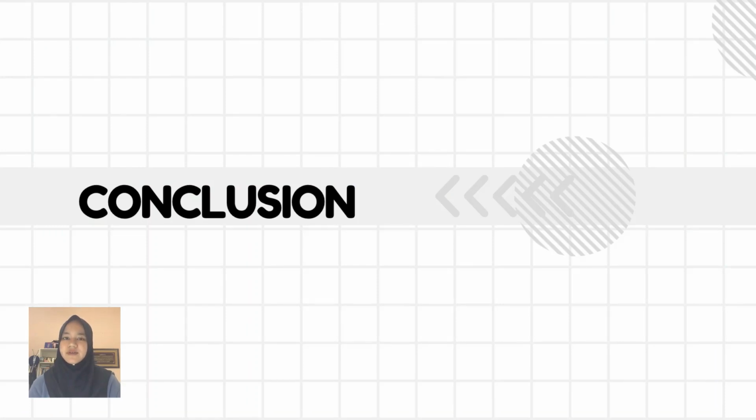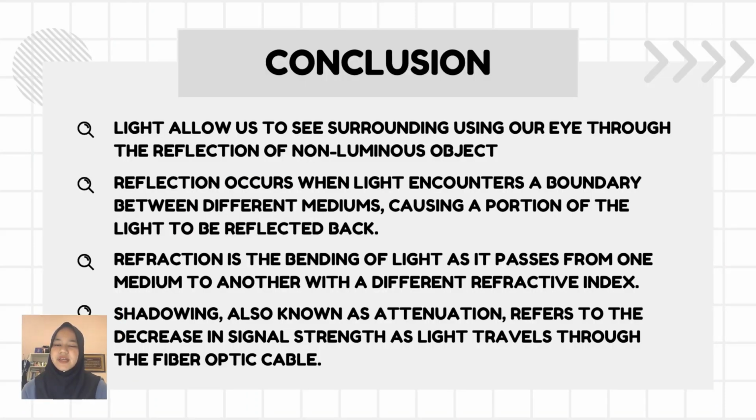Next, we proceed to the conclusion part. As a summary, there are a few things that we can conclude from the presentation. Firstly, light allows us to see our surroundings using our eyes through the reflection off non-luminous objects. Secondly, reflection occurs when the light encounters a boundary between different mediums, causing a portion of the light to be reflected back.